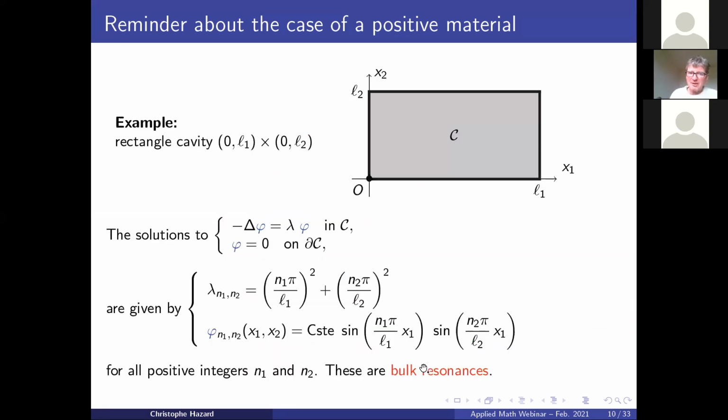And in particular, many of you probably know that if I consider the case of a rectangle cavity with lengths L1 and L2, it is a very easy exercise to see that, using separation of variables, the eigenvalues and eigenvectors are given by this formula. For the eigenvectors, you have a product of sine functions, and the eigenvalues are given by this formula, where n1 and n2 are two positive integers.